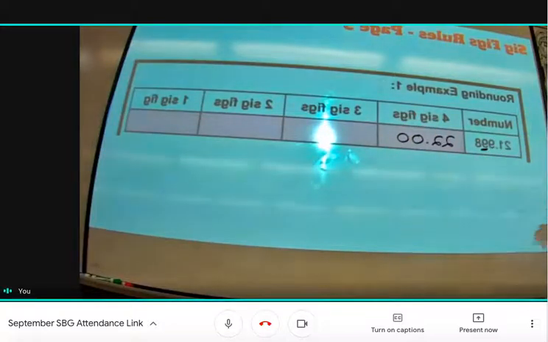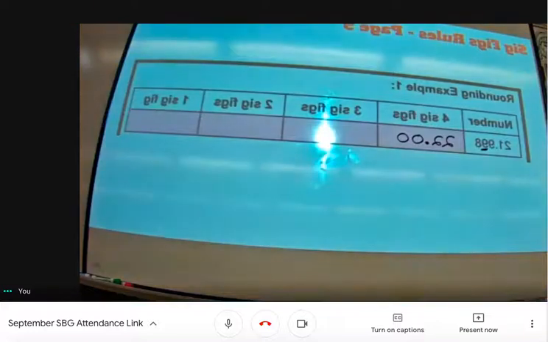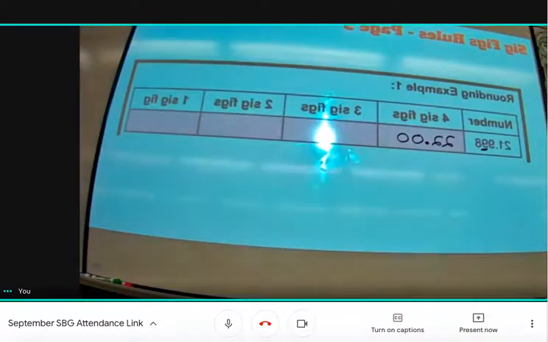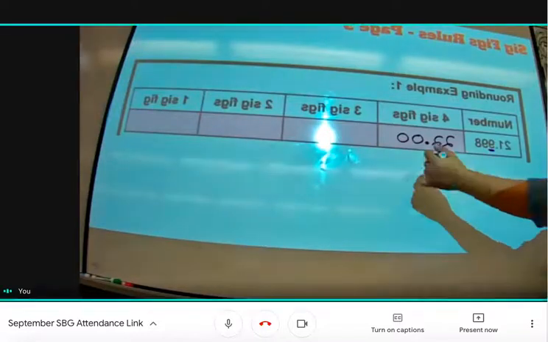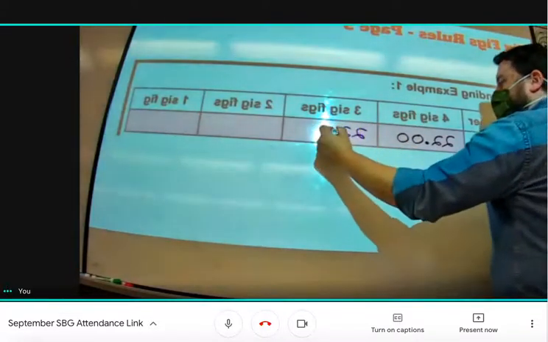That is 4 significant figures. Those trailing zeros count because of the decimal. Now we need to do the same thing, but for 3 significant figures. So we look at our 3rd digit, which is that first 9 right there. We look to the right, 9 says round up. Can't round 9 to 10, so we round 1.9 to 2.0. So this becomes 22.0.